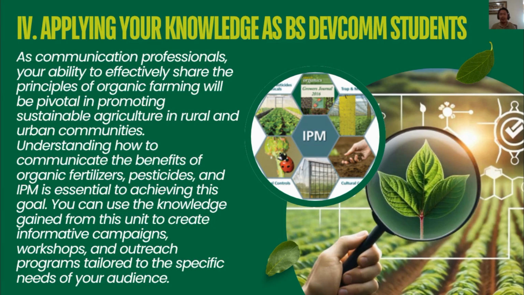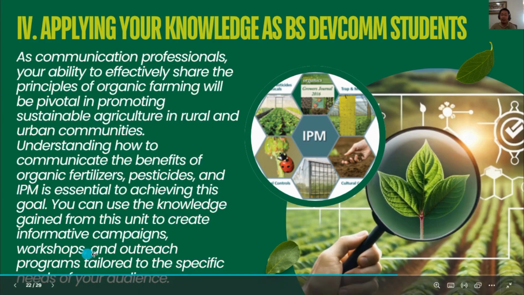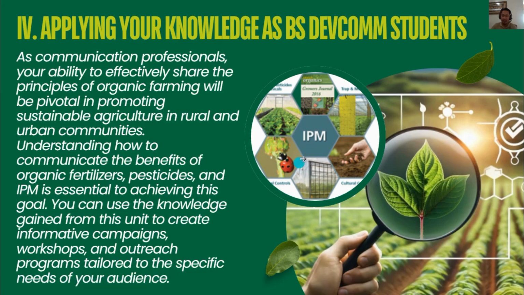Understanding how to communicate the benefits of organic fertilizers, pesticides, and integrated pest management is essential to achieving this goal, because these practices are the key activities in their farming. The moment you deliver this important message to them, eventually they can adjust their farming practices and adapt to more sustainable farming. You can use the knowledge gained from this unit to create informative campaigns, workshops, and outreach programs that are tailored to the specific needs of your audience.